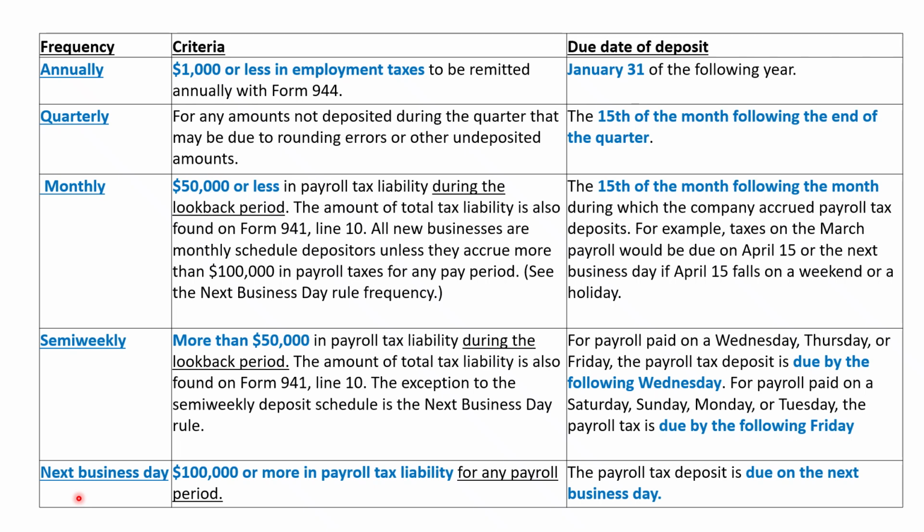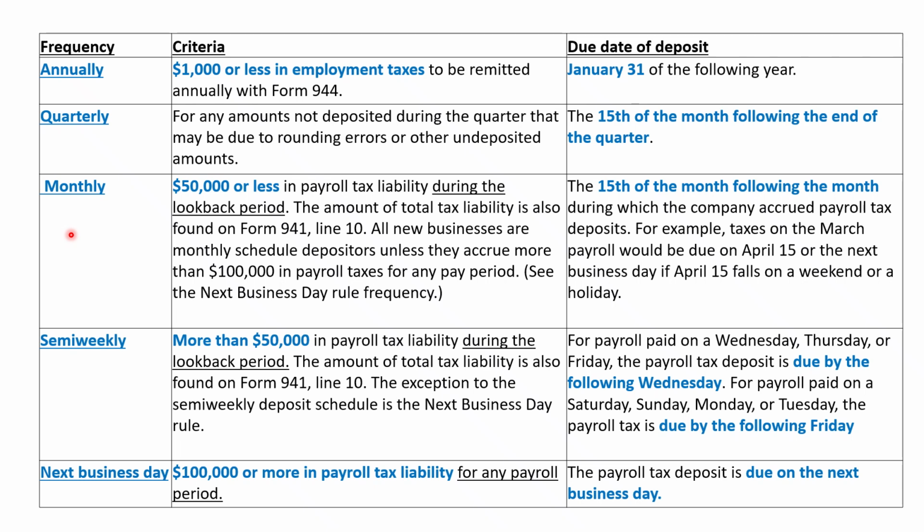This is already complicated enough, but just to add a little bit more to it, there is an exception for monthly filers who during the current quarter or the prior quarter had less than $2,500 in payroll tax liabilities to deposit. They can do so with their quarterly 941 tax return. You can read all about it in the IRS Publication 15, also called Circular E.